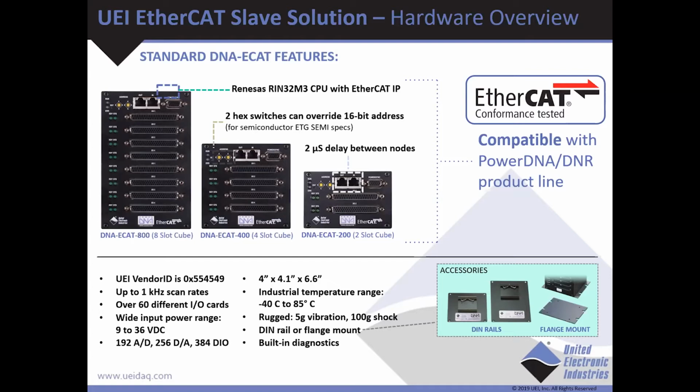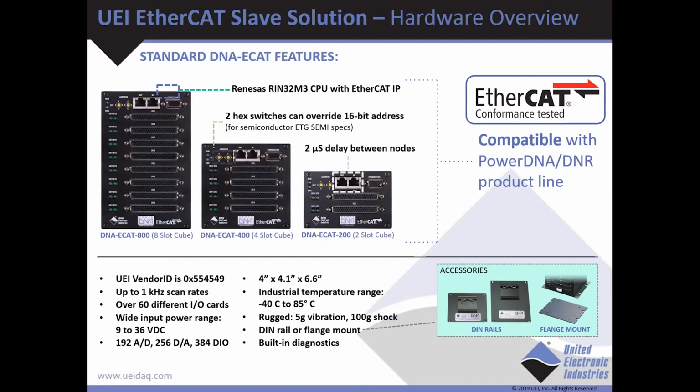So the next question is, how does the master identify the EtherCAT slave devices? So as I mentioned earlier, along with the slave devices, we supply EtherCAT slave information files. These files include all the information regarding our devices that is required by the master software to detect our hardware. These files can be imported directly into the master software, so that when the UEI hardware is connected, the master software will detect the devices automatically.